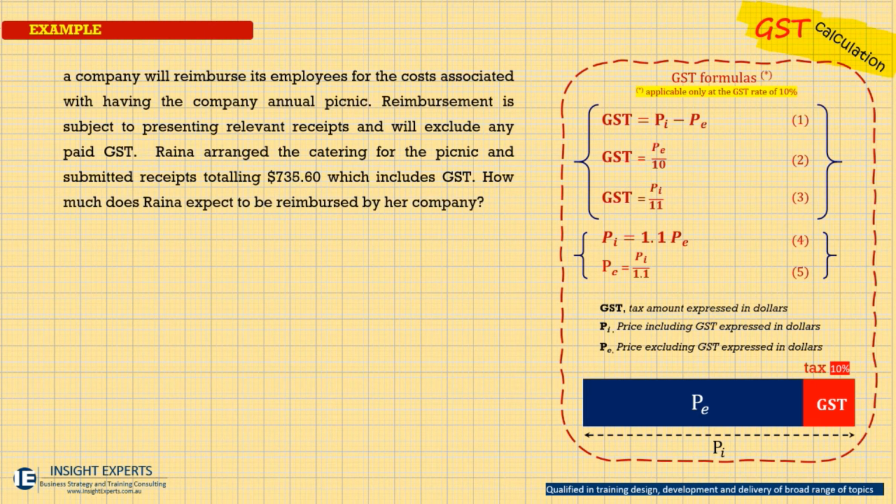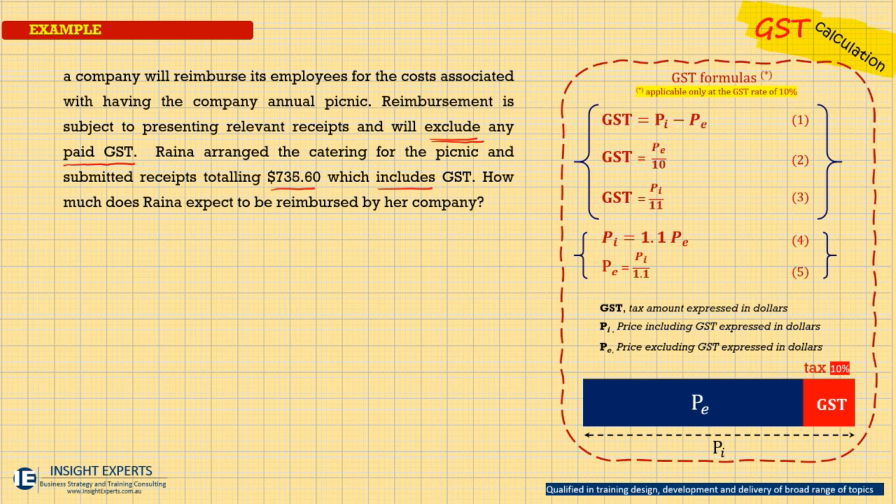A company will reimburse its employees for the costs associated with having the company annual picnic. Reimbursement is subject to presenting relevant receipt and will exclude any paid GST. Rena arranged the catering for the picnic and submitted receipts totaling $735.60, which includes GST. How much does Rena expect to be reimbursed by her company?